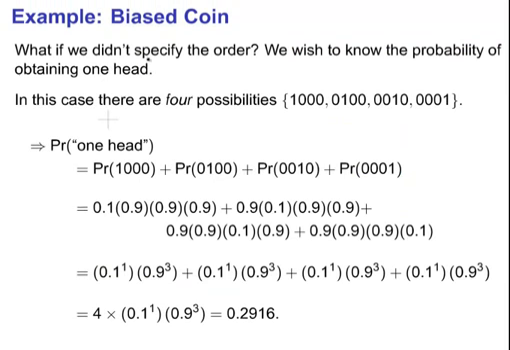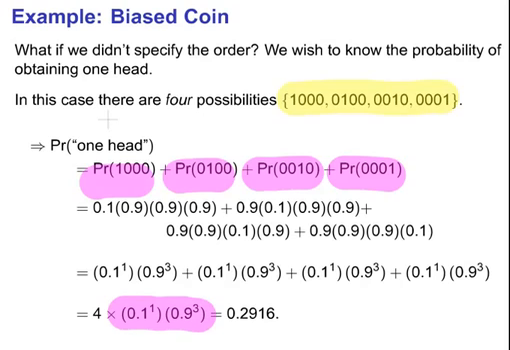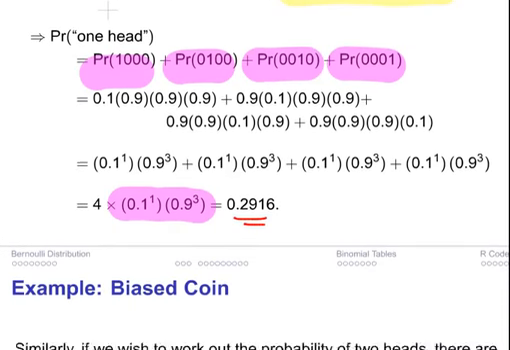So what if we didn't specify the order? We wish to know the probability of obtaining one head out of four trials, so one head and three tails. In this case, there are four possible ways we can get one head out of four. The probabilities are identical to each other, so one plus that one plus that one plus that one. They all add up to this probability, which we've just calculated already. So 4 times 0.1 to the power of 1 times 0.9 to the power of 3. If we work it out, the answer would be 0.2916.